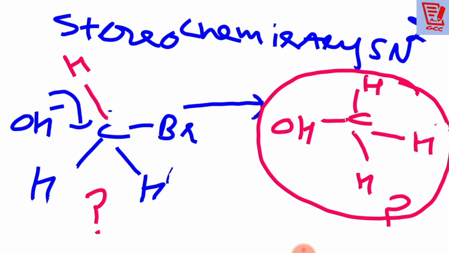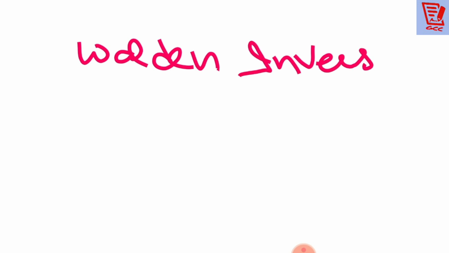Clear? And that is why we are telling that the stereochemistry of the SN2 reaction is a Walden inversion. Walden inversion was given by Walden, and inversion means totally opposite. It's just like an umbrella. Clear? So we have studied the SN2 reaction, we have studied the SN1 reaction, their reactivity, and along with that their stereochemistry also. Okay students, thank you very much.